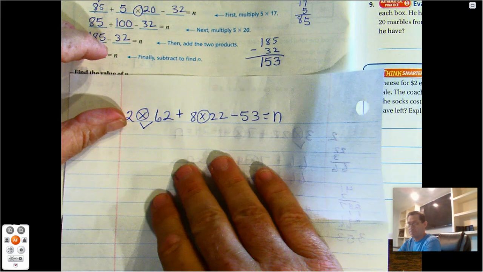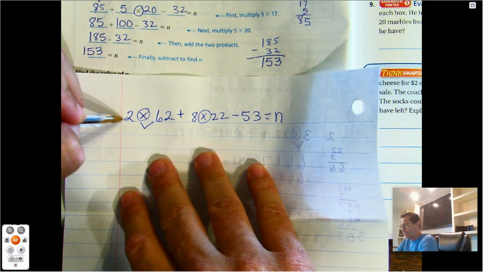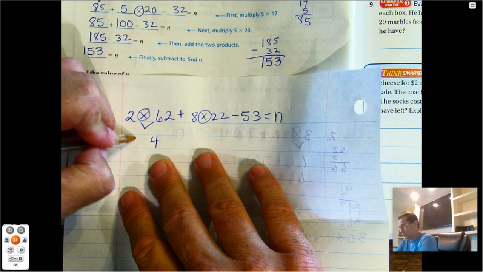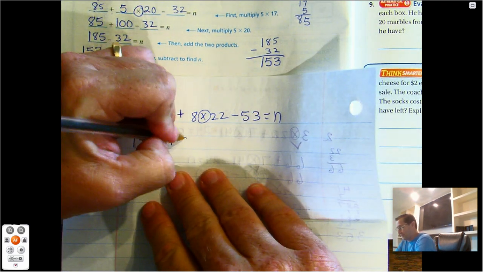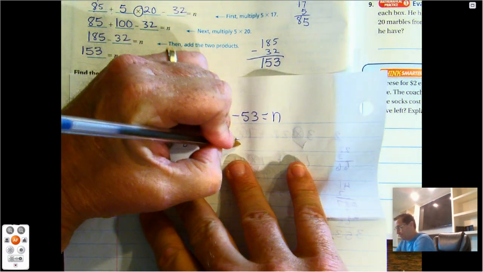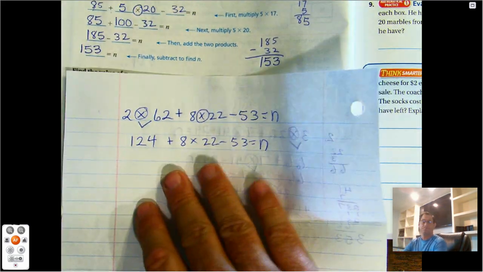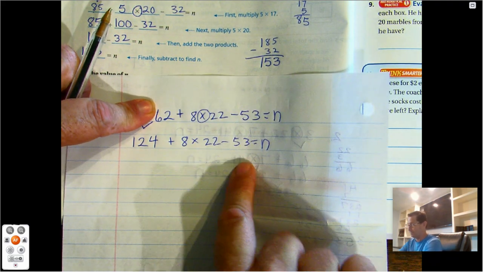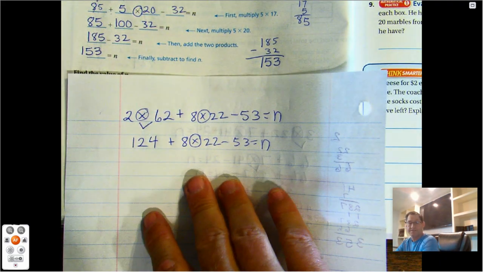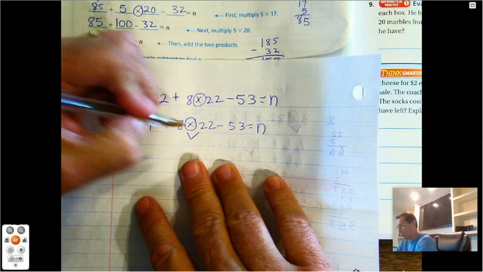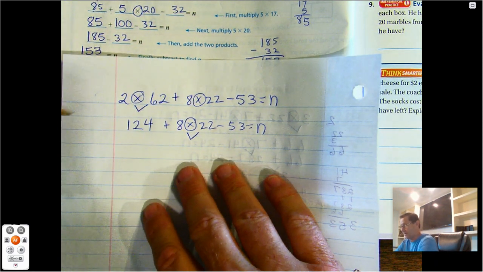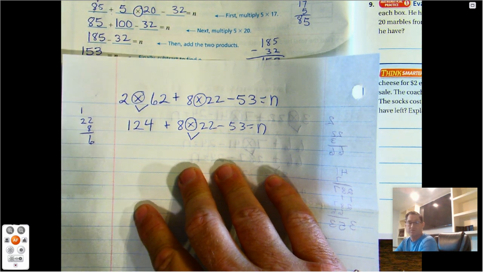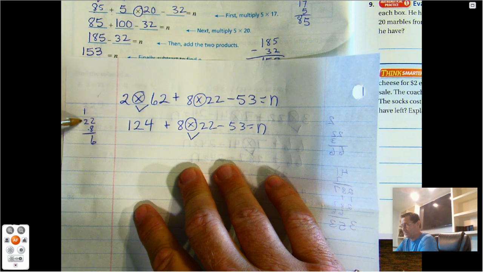So 2 times 2 ones is 4 ones, and 2 times 6 tens is 12 tens. I'm going to rewrite the rest of the expression. Okay. So I did this part, but I haven't done anything with this. So I just rewrote it. Okay, I still see multiplication. That's going to be more important than adding or subtracting in this problem. So 8 sets of 22. 8 times 2 is 16. Regroup the 10. 8 times 2 tens is 16 tens, plus 1 more is 17. So we get 176.